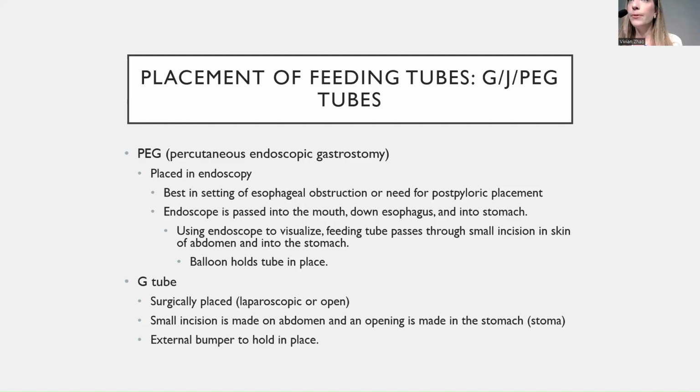The G tube is surgically placed, either laparoscopic or open. A small incision is made on the abdomen, and then an opening is made in the stomach, and then an external bumper holds it in place.